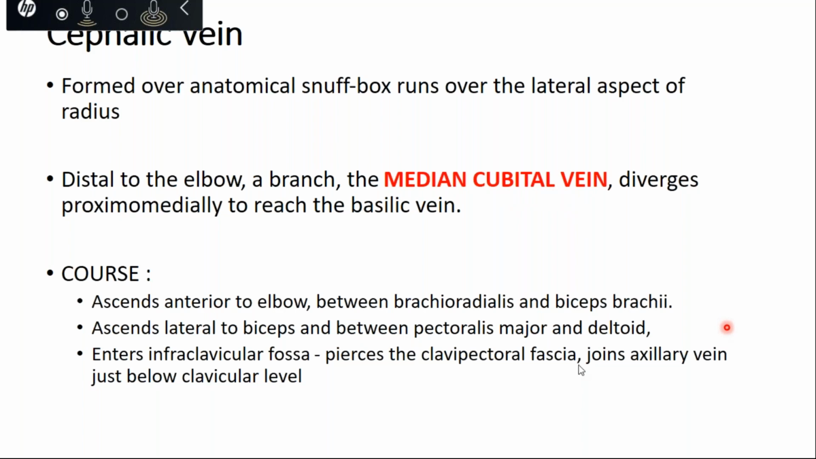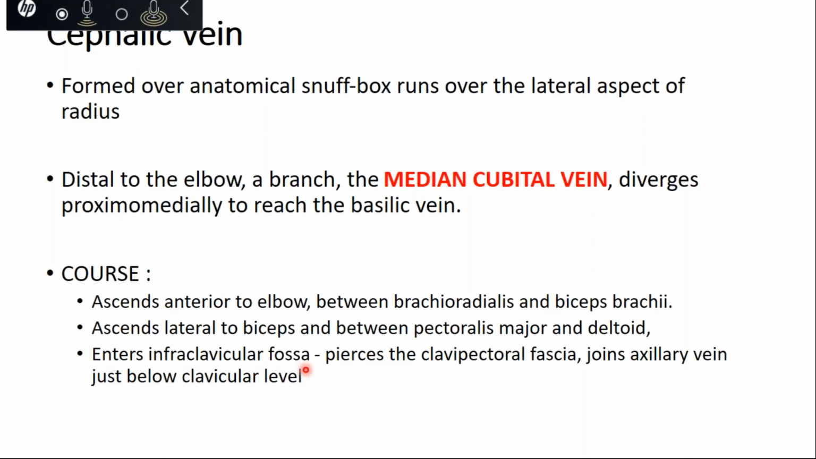The course. The cephalic vein ascends anterior to the elbow. It is present anterior to the elbow between these two muscles, brachioradialis and biceps brachii. So it passes between these two muscles, and then it ascends lateral to the biceps muscle. This is a muscle which is present in the arm, and it passes between the pectoralis major and deltoid muscles. These are other muscles which are present near the shoulder joint. I'll show you in the picture.